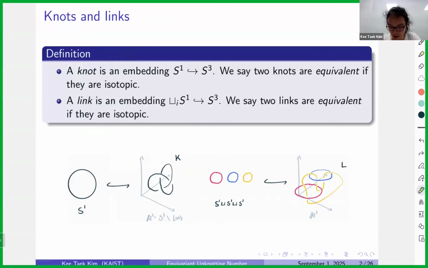I'm a knot theorist, so let's start with very basic definitions. A knot is an embedding of a circle into the 3-sphere, and we say two knots are equivalent if they are isotopic. Similarly, a link is an embedding of circles into S3. So we say two links are equivalent if they are isotopic. These pictures are examples. The first one is the right-handed trefoil knot, and the second link is called the Borromean rings.